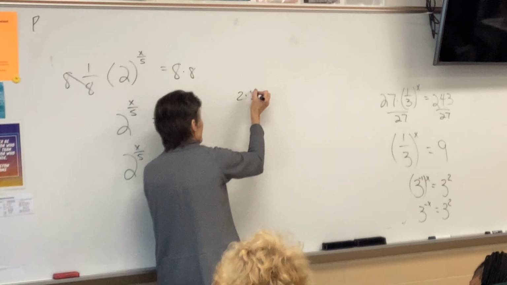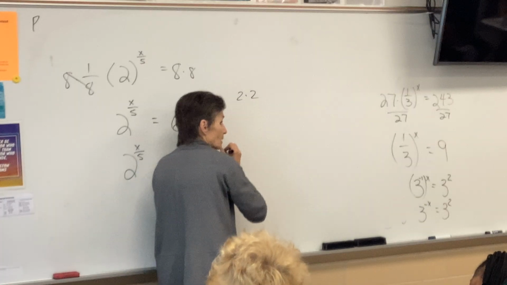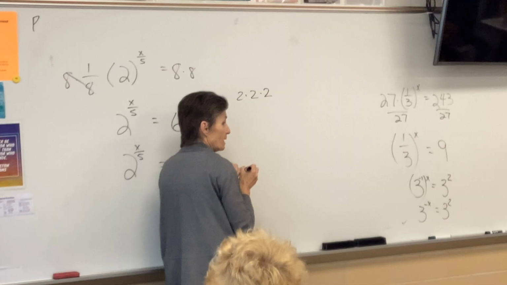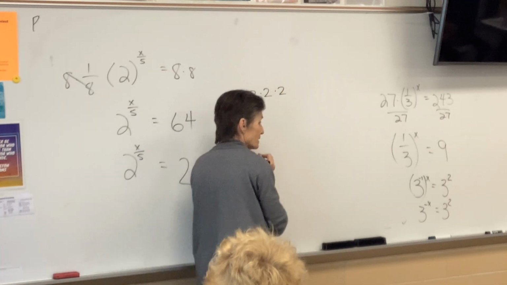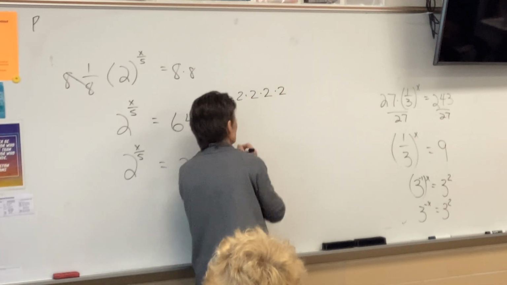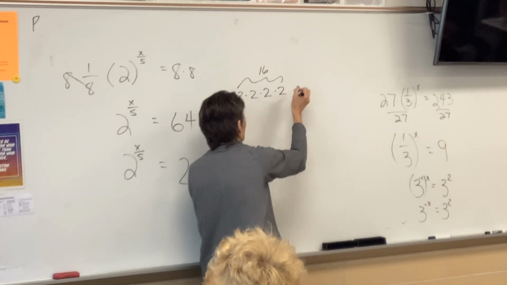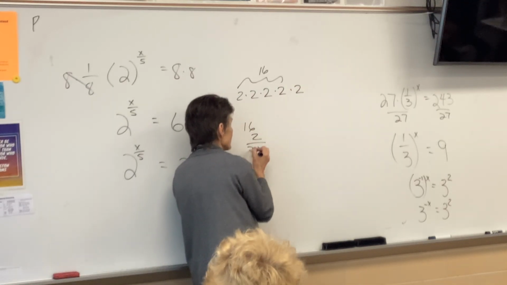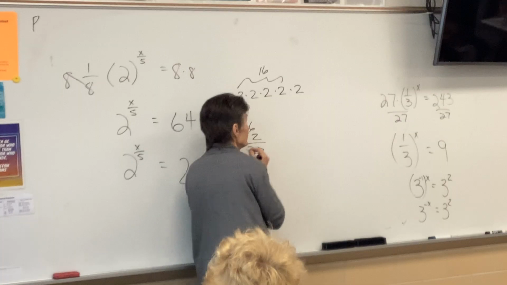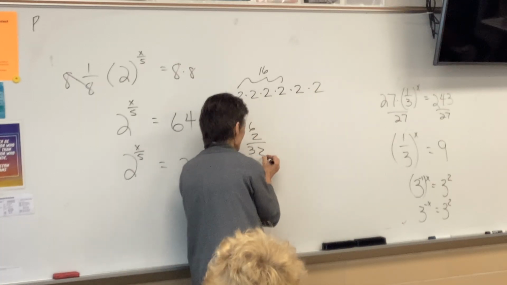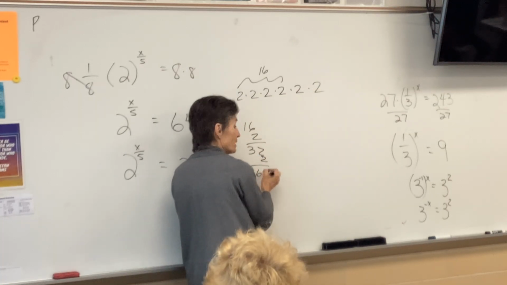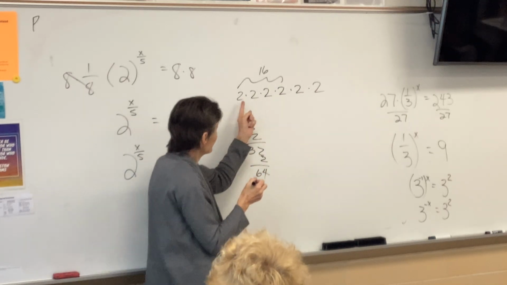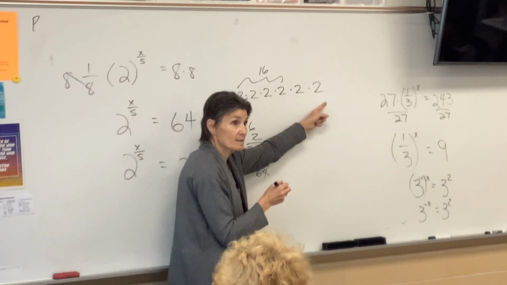So we know 2 times 2 is 4. Another 2 makes 8. Another one makes 16. Another one makes 16 times 2, which is 32. And another one makes 32 times 2, which is 64. So how many did it take? 1, 2, 3, 4, 5, 6.